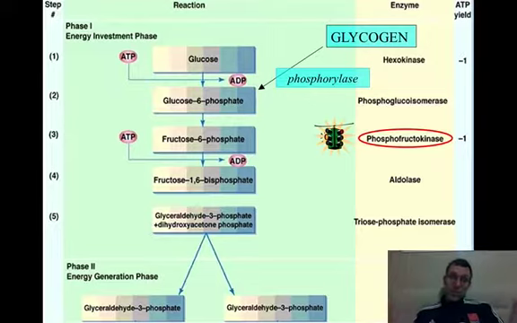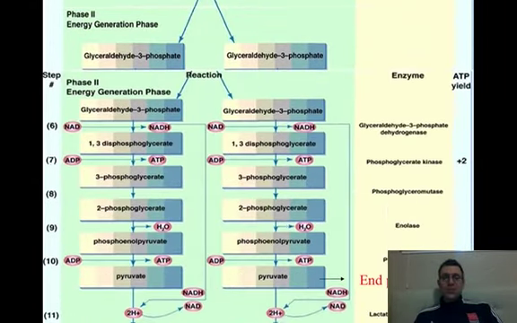So what's on the screen right now? Phase 1 of glycolysis. It cost us 2 ATPs. Phosphofructokinase had to be turned on. We may have started with glycogen. We may have started with glucose. Depends. So let's talk about phase 2.